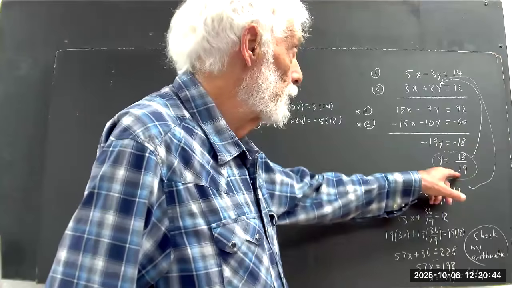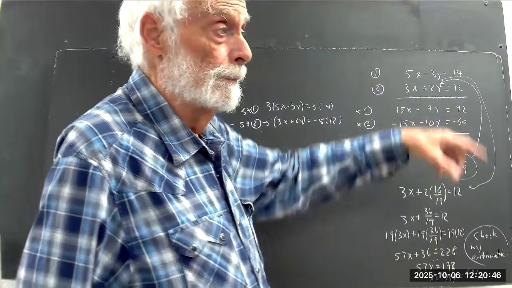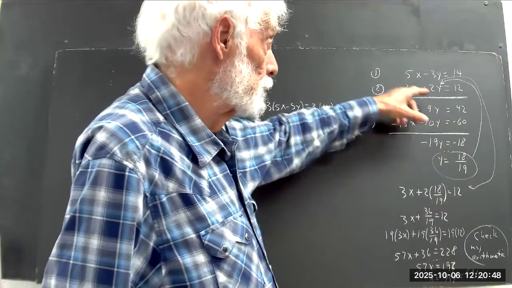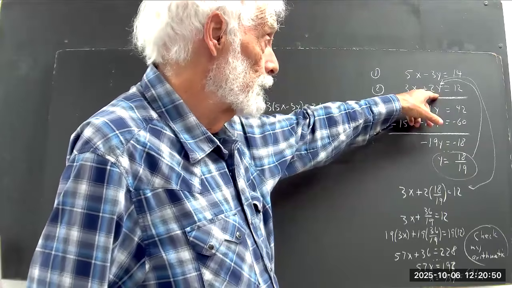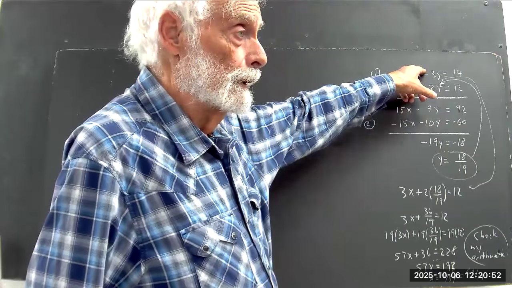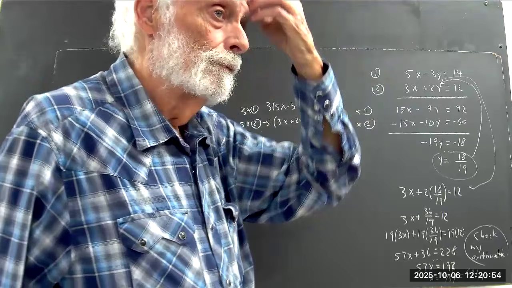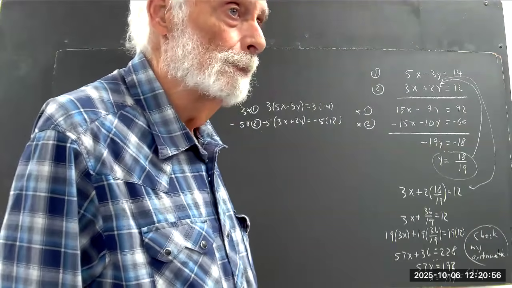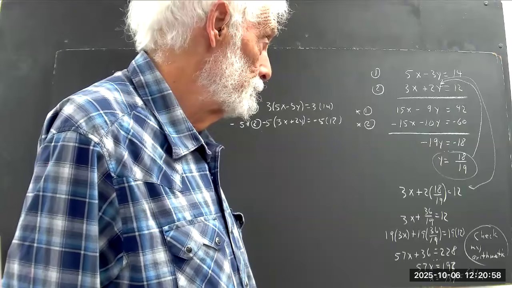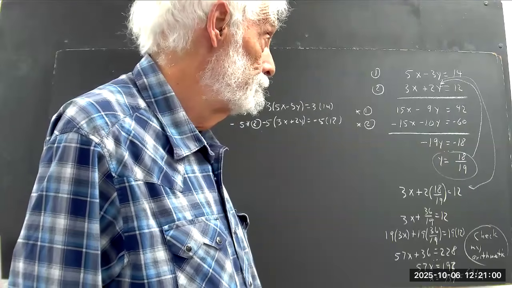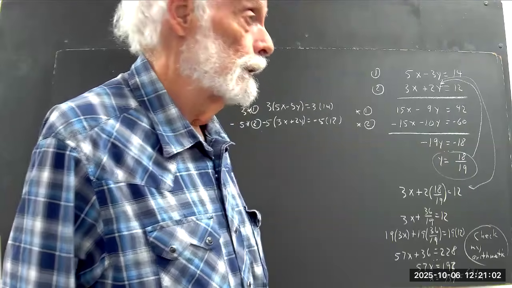Then you could plug both of these back into either equation, preferably the first, since you plugged everything into the second. Plug it back into the first equation. Multiply both sides by 19. And you should get equality.